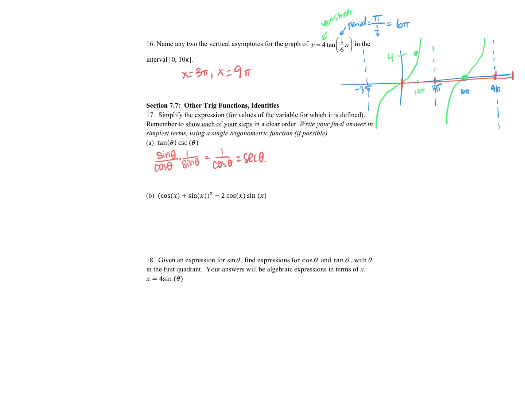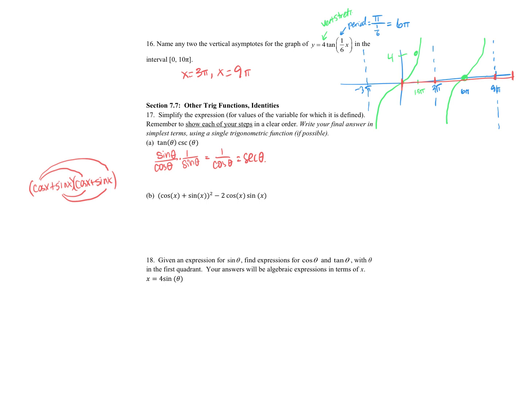For the next one, I have cosine x plus sine x, the quantity squared, minus 2 cosine x sine x. So let's go ahead and square this binomial here. When I square this, I'll have to FOIL it out. So that means cosine x plus sine x times cosine x plus sine x. So I need to make sure that I'm multiplying each of these things out.